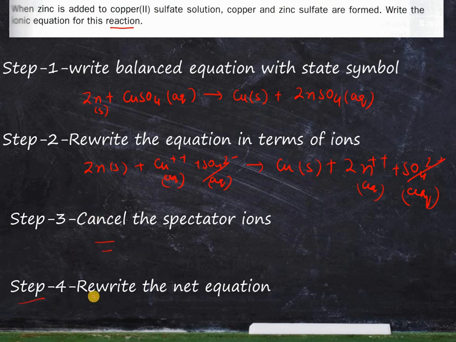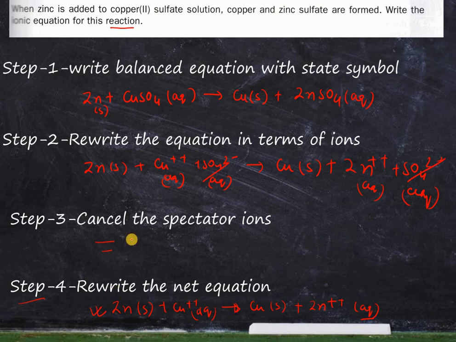Now the fourth step is to rewrite the net ionic equation. So what is remaining after this? We need to just write it down. It means I will write Zn, which is in solid state, plus Cu2+ aqueous, and it will give Cu, which will be solid, plus it will give you Zn2+, which is aqueous. So these are the ions you will see when the products form, and this is called the net ionic equation. I hope this is clear for you.